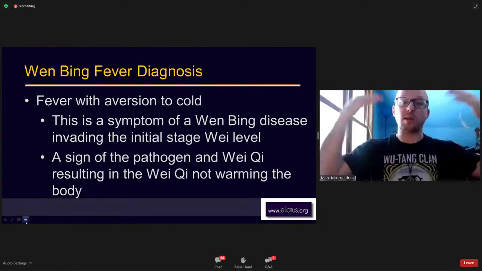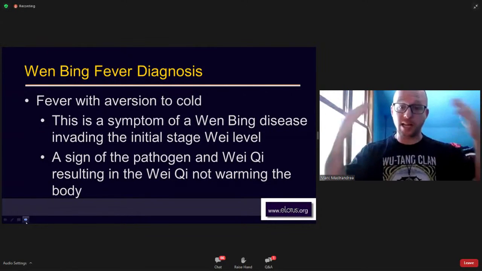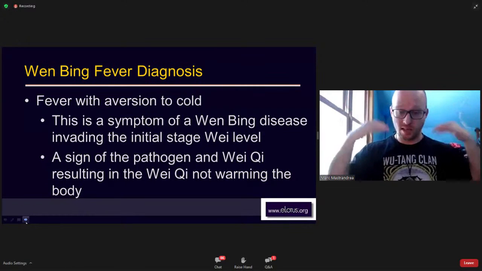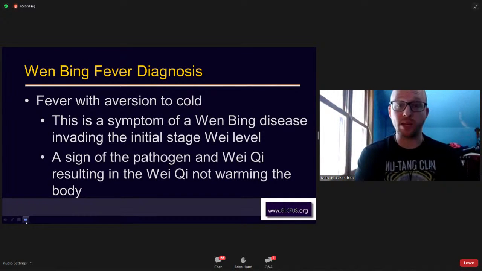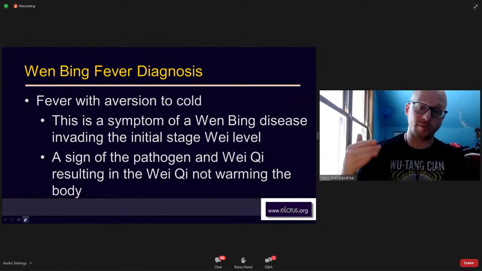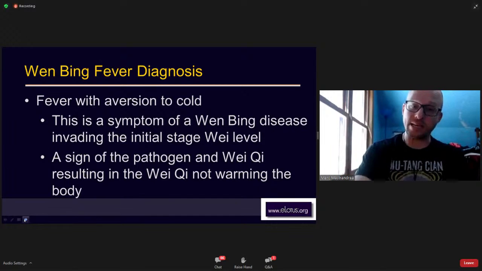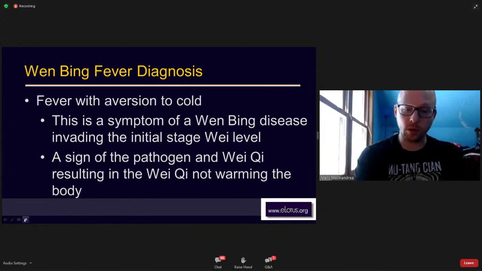We want to promote the function of clearing wind heat, right? This is in the wei level. So in this case, you want to promote the clearing of wind heat here. So this is a fever with aversion to cold. This is a wei level pathogen in Wen Bing. You would be clearing the wei level, clearing heat, clearing wind heat, right? Promoting sweating, assisting the lungs in diffusing if there's a problem there.